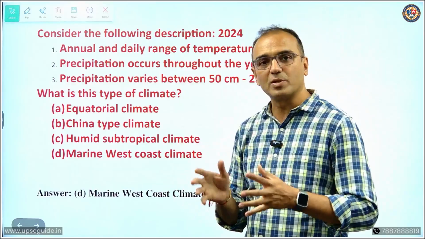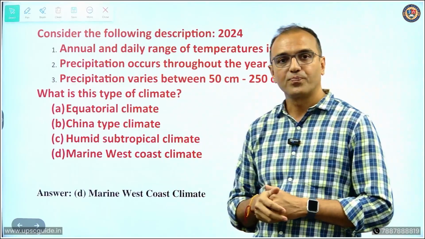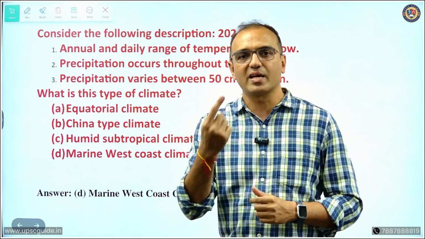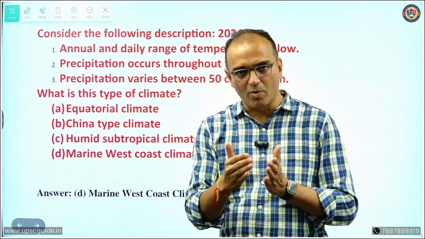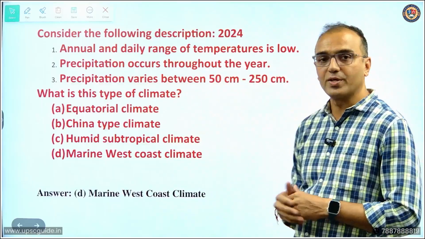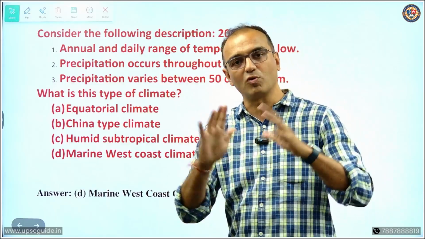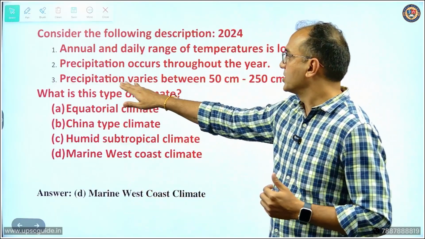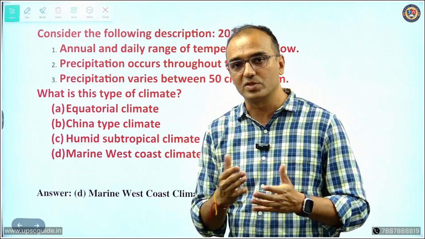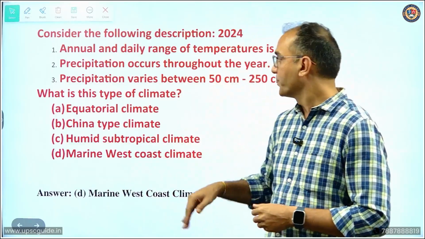Consider the following description. Annual and daily range of temperature is low, right? The annual range of temperature across the year and the diurnal range, the daily range of temperature from day to night, is low. Precipitation occurs throughout the year, right? So there is no specific rainy season. Throughout the year there is precipitation. Precipitation varies between 50 to 250 centimeters. Now this is a great variation, from 50 centimeters to 250 centimeters, right?